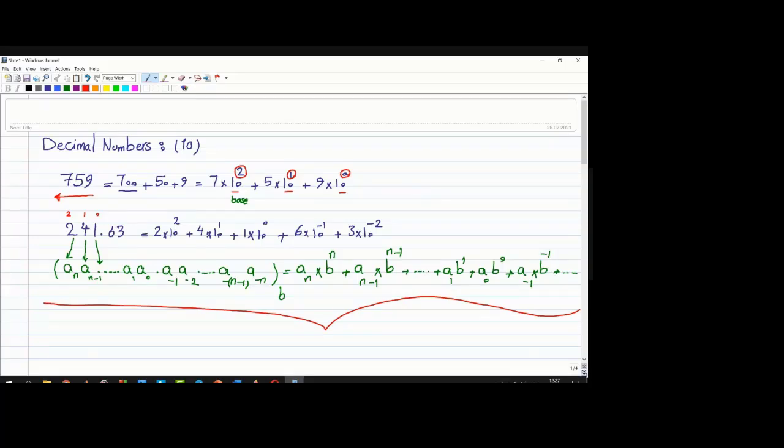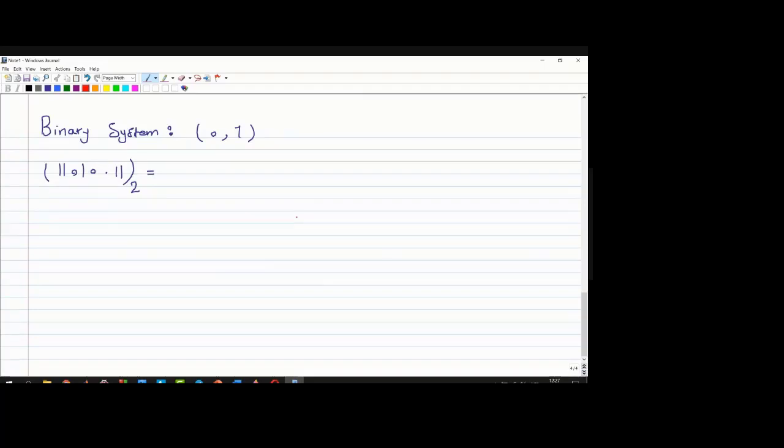we can rewrite this number like that. Look at here. I said that before, this is the integer part of the number, and this is the fraction part of the number. For the integer part, we start the powers of the base with 0, 1, 2, 3, 4. And for the fraction part, we start with minus.